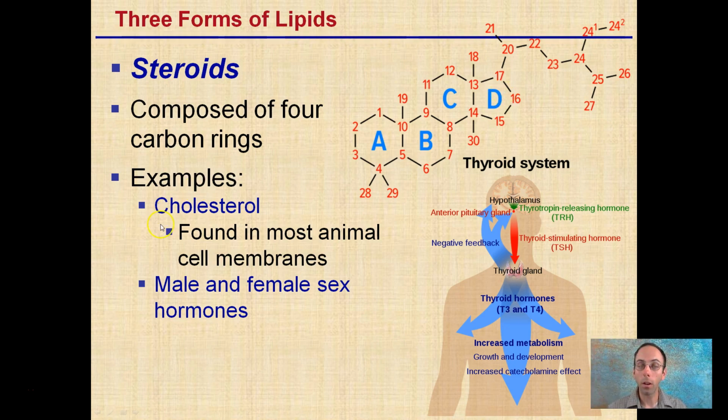Examples are cholesterol, found in most animal cell membranes, and female and male sex hormones also fall under the category of steroids, which is one of the 3 forms of lipids. Keep in mind, the other 2 are fats and phospholipids.